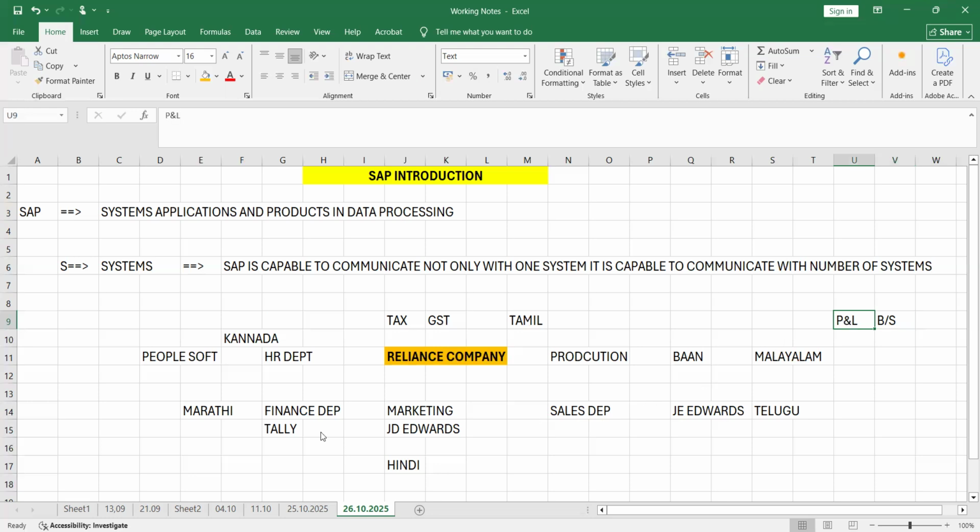So if we club all the expenses and revenues together, then only we can prepare our P&L account, right? So as I said, this person knows only Marathi, right? What would be the problem to prepare a P&L account for this person? What would be the problem? This finance department guy needs to prepare the P&L account and balance sheet. What would be the challenge?